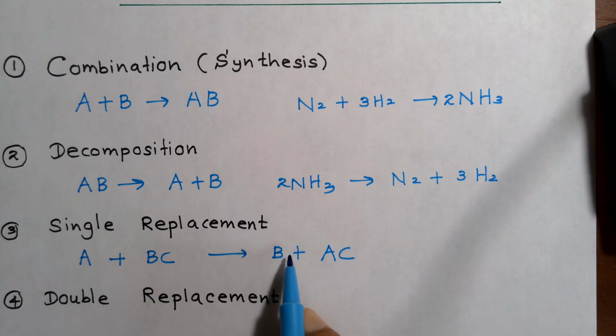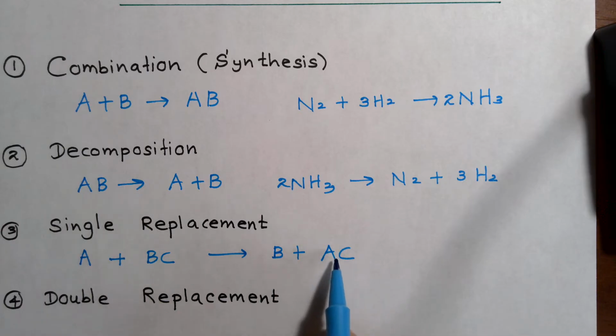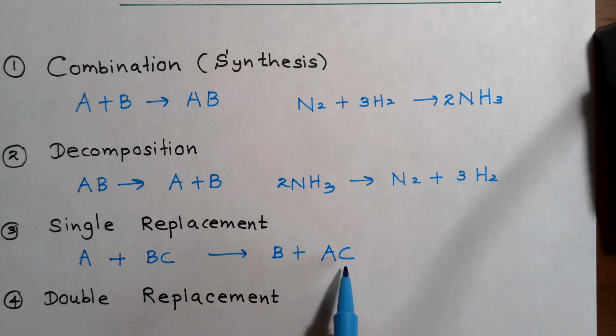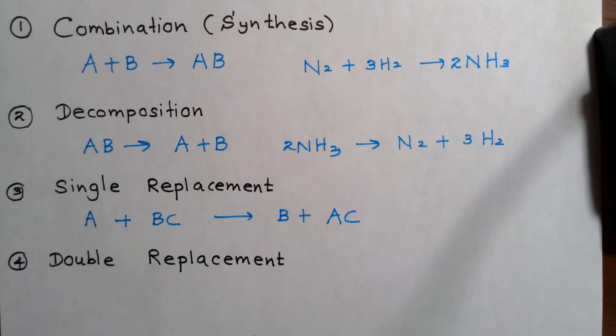So B is replaced, and now it's an element. Initially it was in the compound, now it is an element. A new compound is AC. A joins with C, new compound AC. That is single replacement. Only one place replaced by the element.